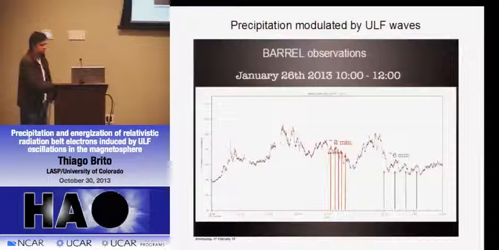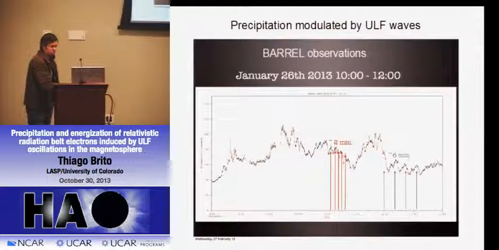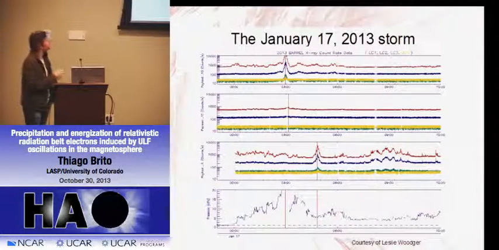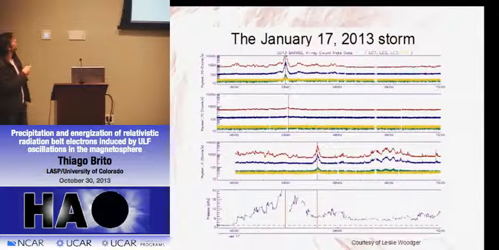And I have more of these type of figures, so let's just move on here. Oh, this is another example. Also in January of this year, now showing three different balloons that were up at the same time, and because they had different L positions and azimuthal positions, this one didn't see anything, but these two balloons saw events, these oscillations in the precipitation, and this is counts, X-ray counts.